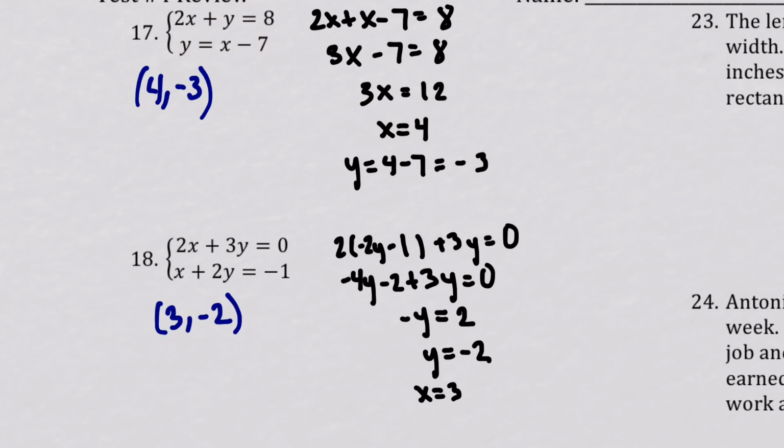Then I solved for x, found x equals 4, and then substituted that in again, and found that y equals negative 3. In number 18, I solved the second equation for x, so I got x equals negative 2y minus 1. And then I took that expression and substituted it into the first equation for x right there. Solved for y, got y equals negative 2. Plug that into either one of the original two, and I got x equals 3. Those are the correct solutions.